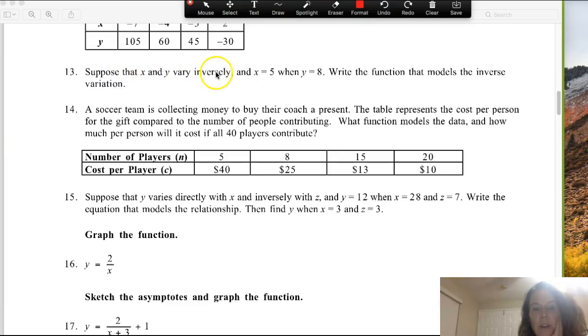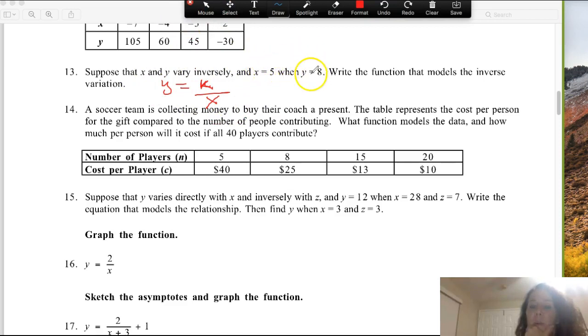Suppose that x and y vary inversely. X is 5 when y is 8. Write the function that models the inverse variation. Okay, so we know the inverse variation model looks like this: y equals some constant k divided by x. That's how we vary inversely.